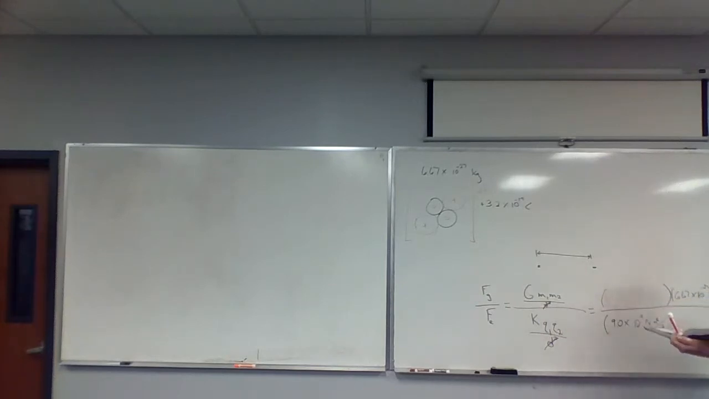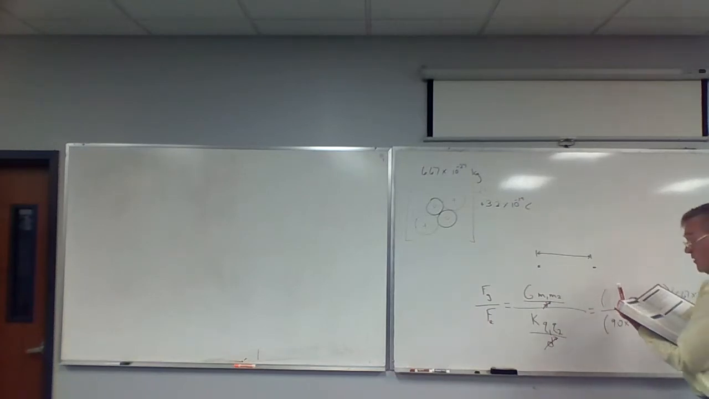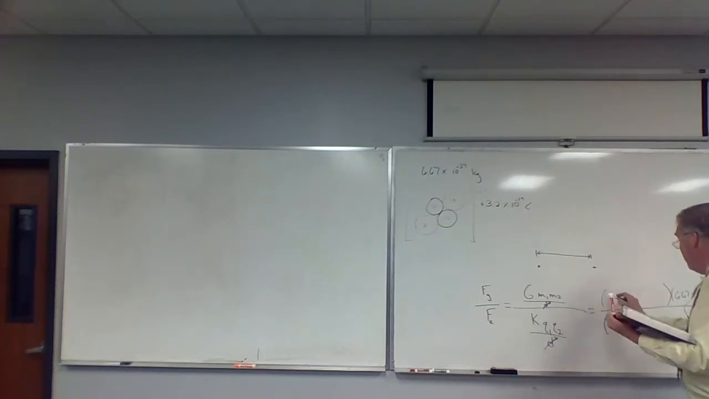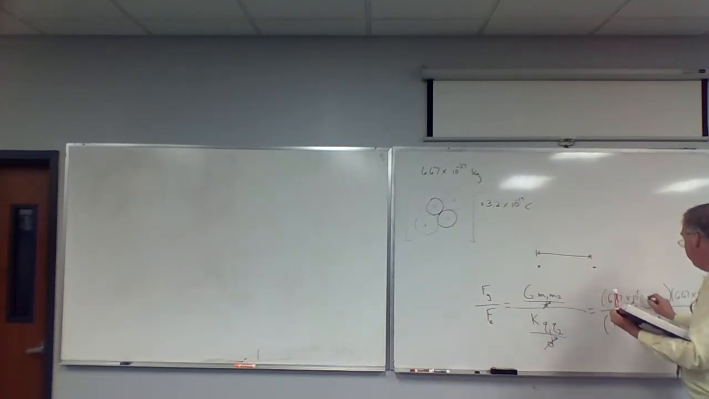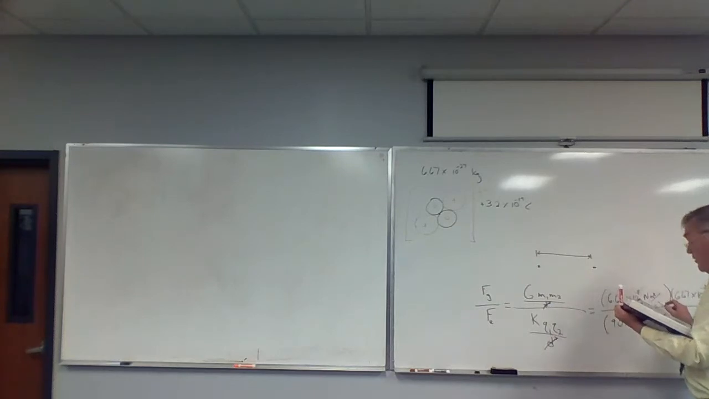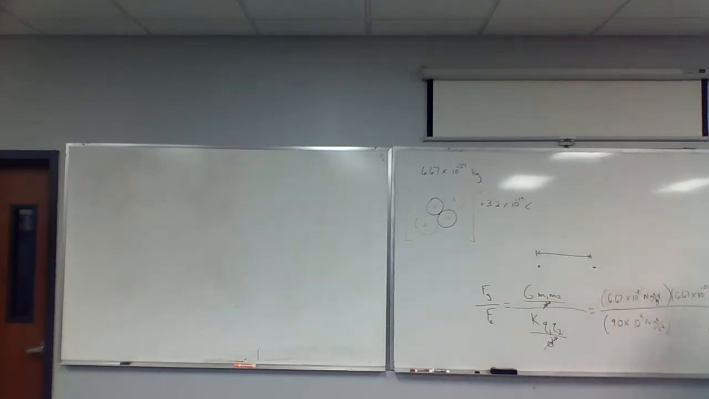I got to remember what G is now. I'm going to go to the back flap of the textbook. I'm going to look up the gravitational constant G, and it is 6.67 times 10 to the minus 11 Newton meter squared per kilogram squared. Right? So this is a meter, that's a meter.